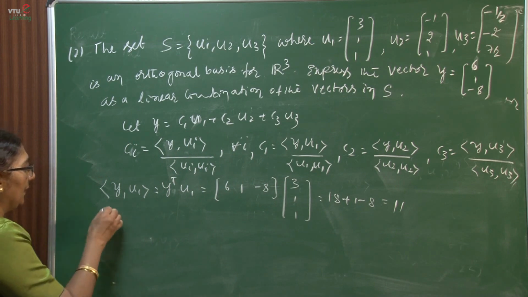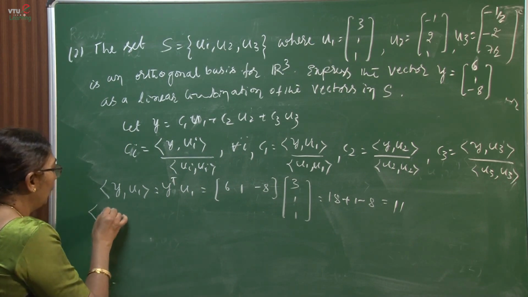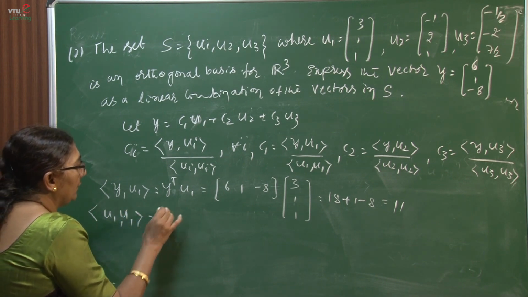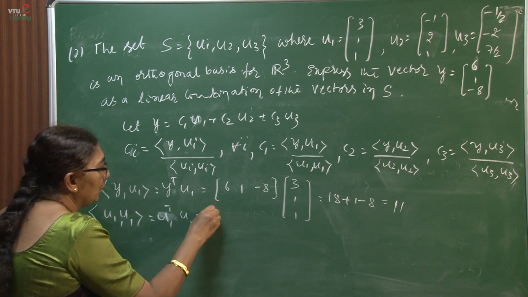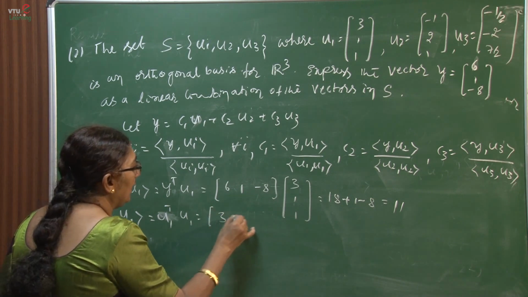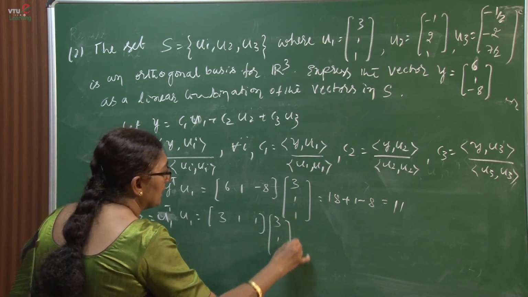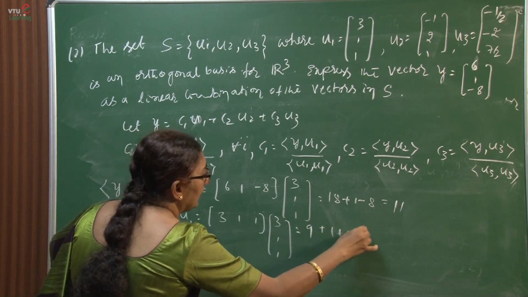19 minus 8 is 11. Similarly, find the inner product of U1 comma U1. That is U1 transpose times U1. What is U1 transpose? The column becomes a row: (3, 1, 1) and also (3, 1, 1). 3 squared is 9, plus 1 plus 1, we get 11.